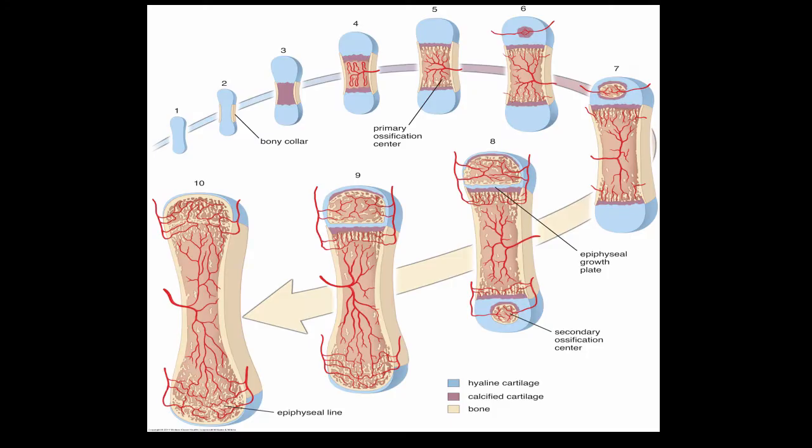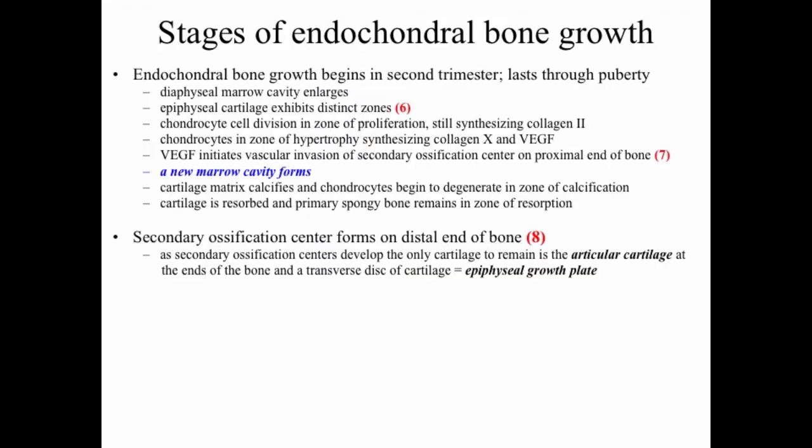So we're seeing those described in images 6 and 7. Here you're getting a secondary ossification center forming as blood vessels come in and this new marrow cavity forms. The cartilage matrix is going to calcify. The chondrocytes are going to begin to degenerate in this zone of calcification. The cartilage is going to be reabsorbed, and primary spongy bone is going to remain in the zone of reabsorption.